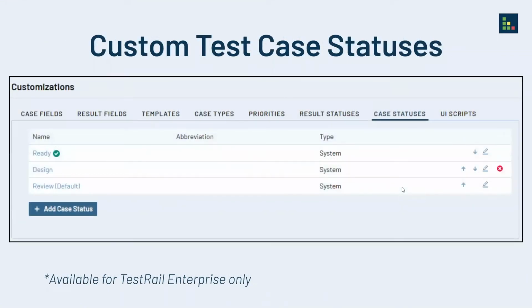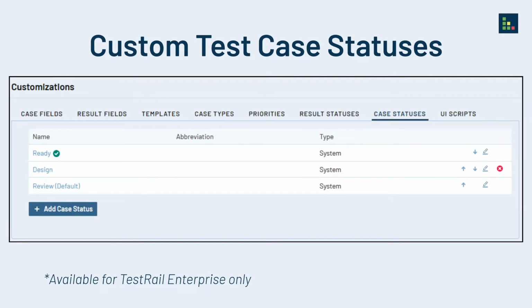So here is what the test case status area would look like. Inside the customizations area, we just have a couple of options for your test case statuses. You can use the up and down arrows to change the order of how they would appear inside the drop-down list for changing a status.